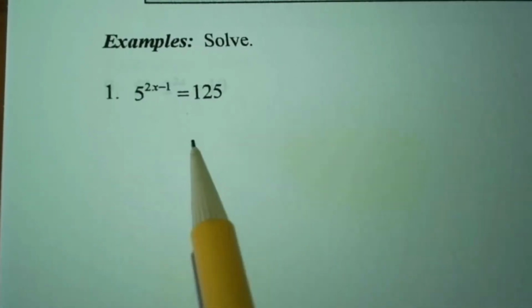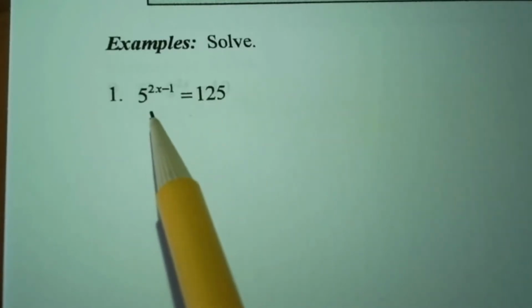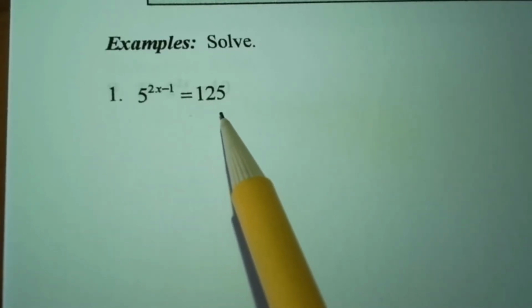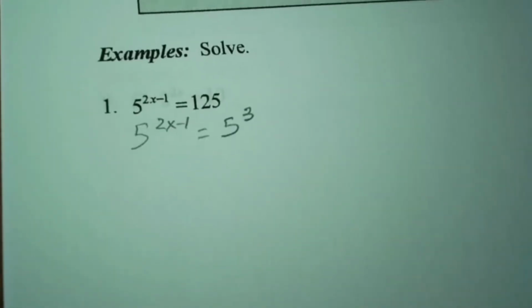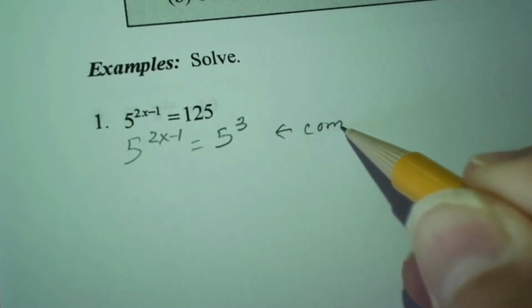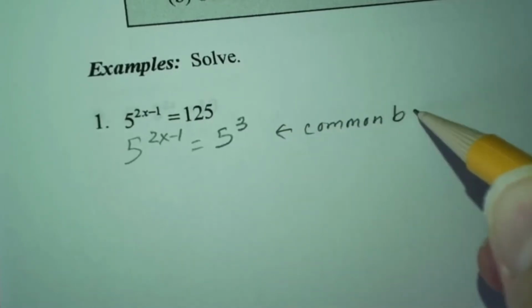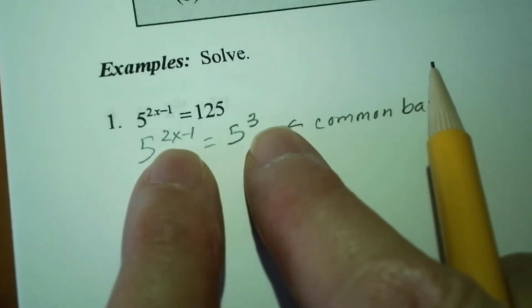But as you look at these two sides here, we know that 125 is a power of 5. So we can rewrite this right-hand side as 5 to the third power, and that's the first thing we're going to do. Okay, so we've achieved our goal now. Both sides of the equation have the common base. And once you have the same base on both sides, then you can ignore the bases. We're going to work with just the exponents.